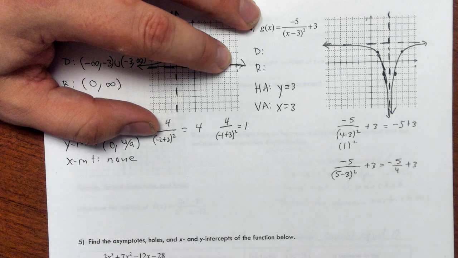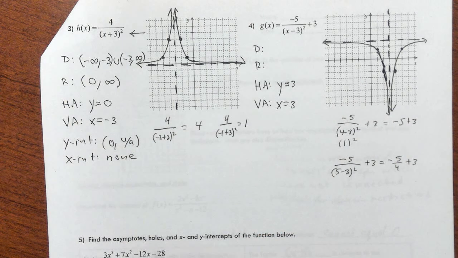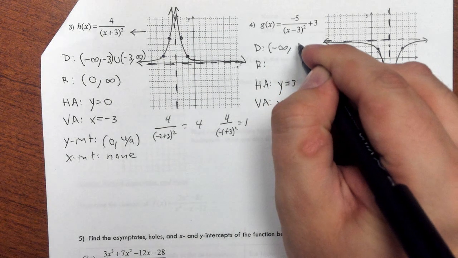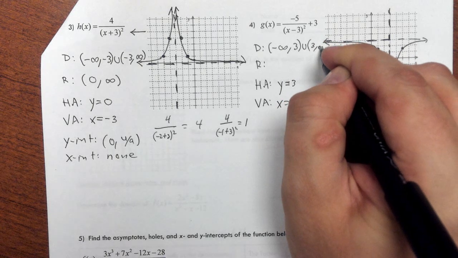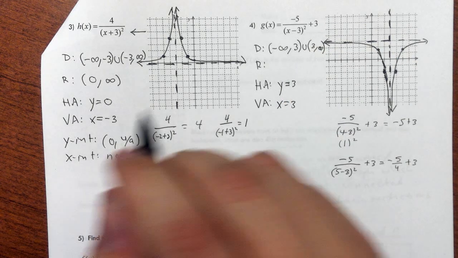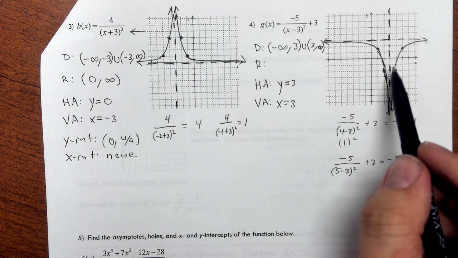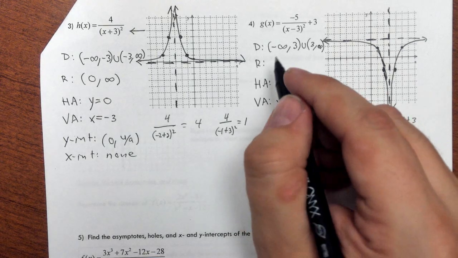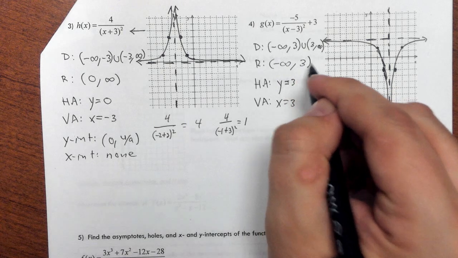Try and make it smooth. My pen is not helping me out right here. That looks a little rough. For my domain, well, I can see that x takes on all values except for 3. So there, that is in interval notation. For my range, I can see that y will take on all values which are less than that 3, the value from my horizontal asymptote. So my range will be -infinity to 3.